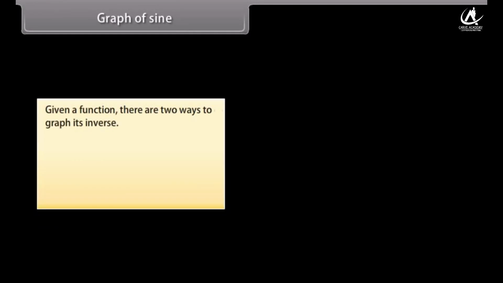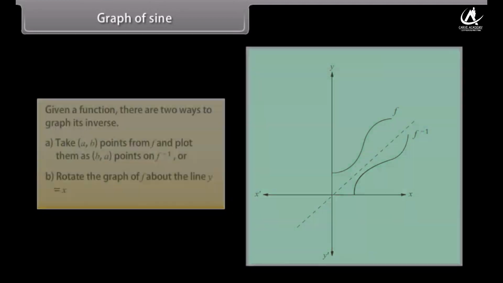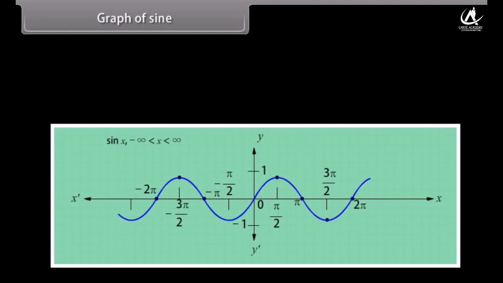Graph of sine. Given a function, there are two ways to graph its inverse. First, take a, b points from f and plot them as b, a points on f inverse, or second, rotate the graph of f about the line y equals x. We will begin this discussion by finding the inverse of the sine function.